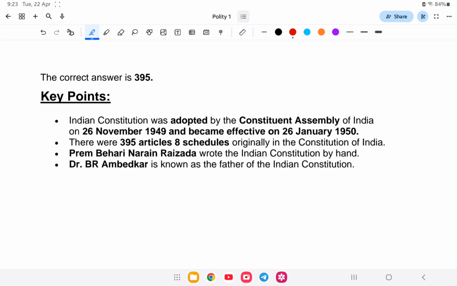395 articles. The Constitution was adopted on 26th November 1949 and came into effect on 26th January 1950. It had 395 articles and 8 schedules. The Constitution was handwritten by Prem Behari Narain Raizada, and B.R. Ambedkar is also known as the father of the Indian Constitution. Let us go to the next question.